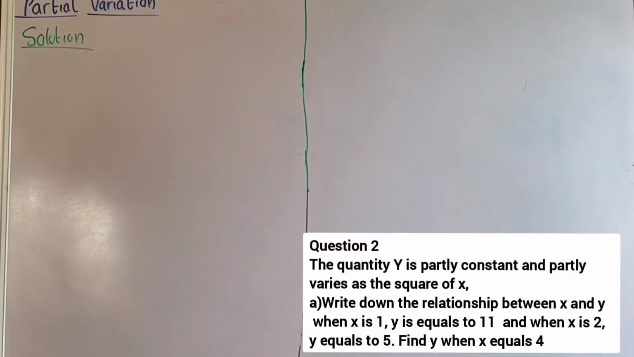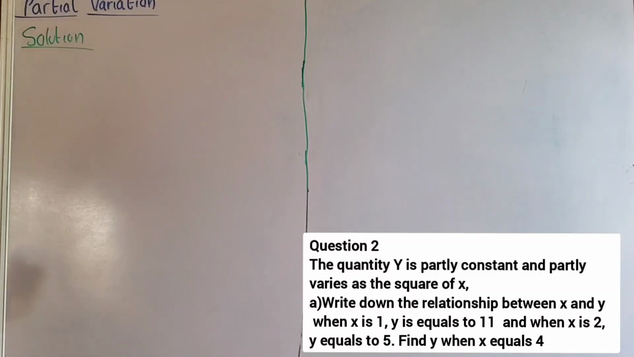The quantity y is partly constant and partly varies as the square of x. Write down the relationship between x and y. When x equals 1, y equals 11. And when x equals 2, y equals 5. Find the value of y when x equals 4.